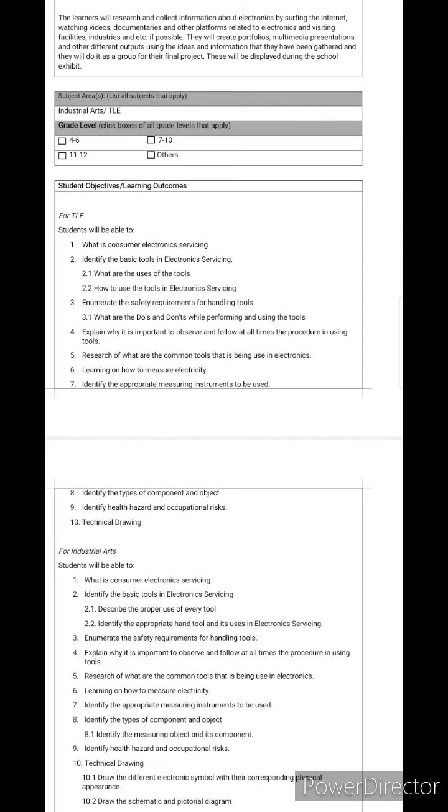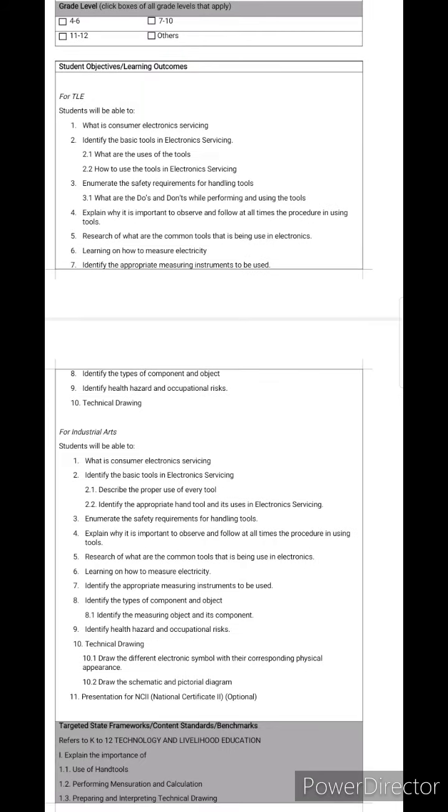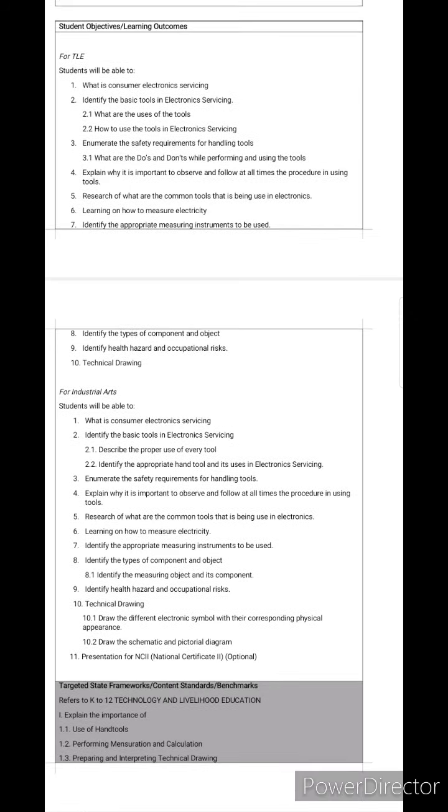Six, learn how to measure electricity. Seven, identify the appropriate measuring instruments to be used. Eight, identify the types of component and object. Nine, identify health hazard and occupational risk. Ten, technical drawing. So for the industrial arts students, they will be able to, first, explain what consumer electronics servicing is.